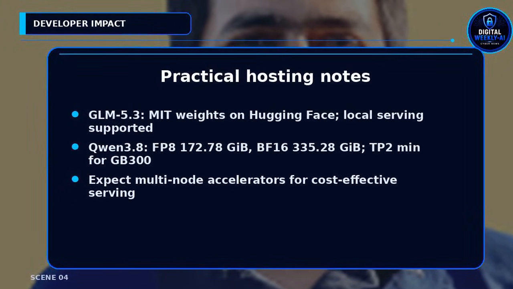GLM 5.3 weights are on Hugging Face under an MIT license. Local serving is supported on SGLang, vLLM, TokenSpeed, and KTransformers. Qwen3.8 FP8 checkpoint is 172.78 GiB. BF16 checkpoint is 335.28 GiB. Qwen recommends TP2 minimum on GB300 and TP4 for production.